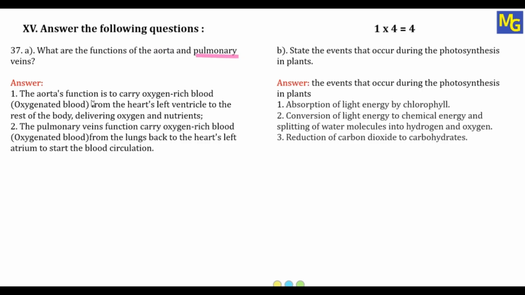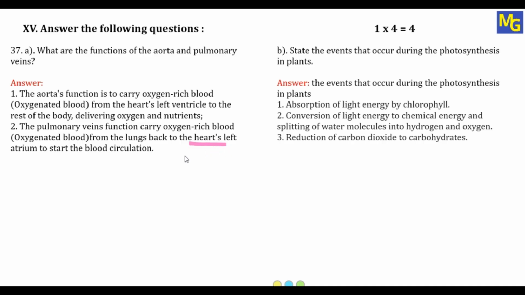The aorta's function is to carry oxygen-rich blood. It is nothing but oxygenated blood, the blood which is having oxygen, from heart's left ventricle to the rest of the body, delivering oxygen and nutrients. So remember this, aorta will help to carry oxygenated blood from the heart to all parts of the body, to supply this oxygen and nutrients. And what about pulmonary vein? It carries oxygen-rich blood, that is oxygenated blood, from the lungs back to the heart.